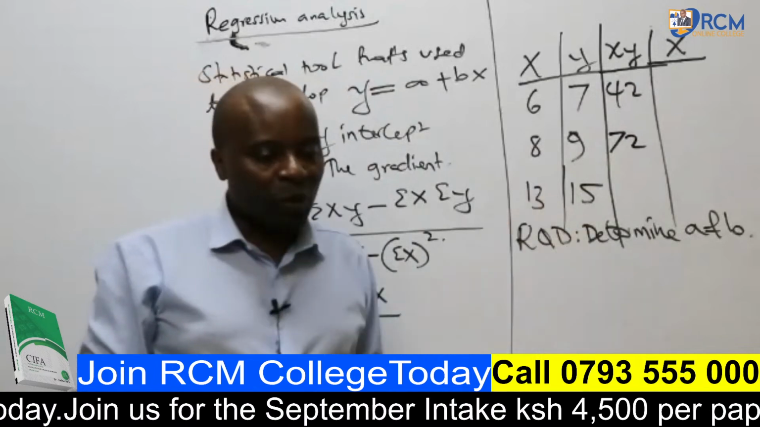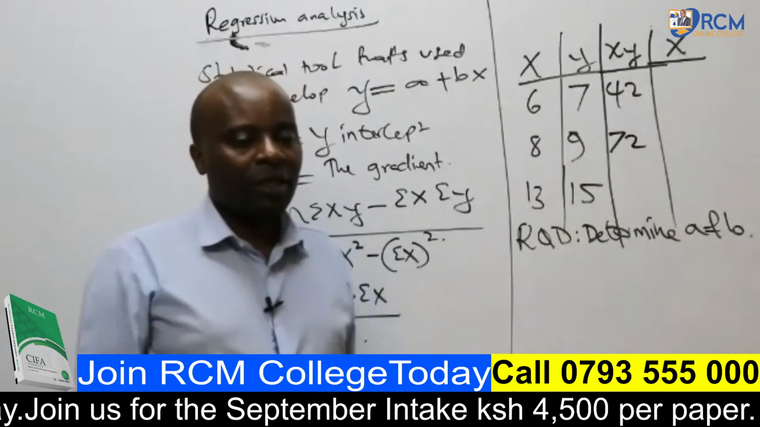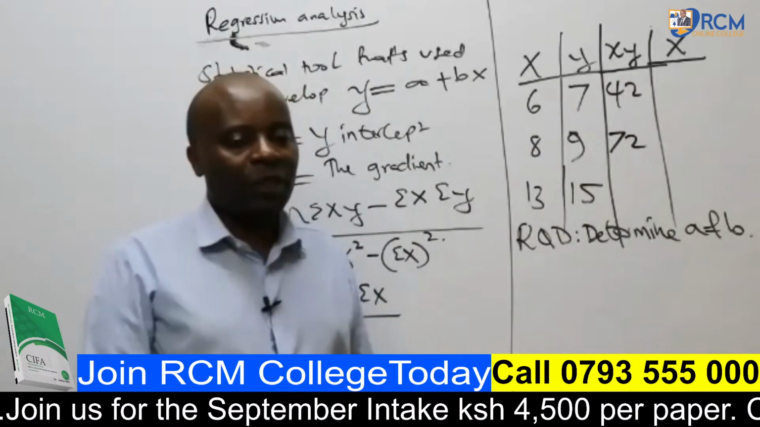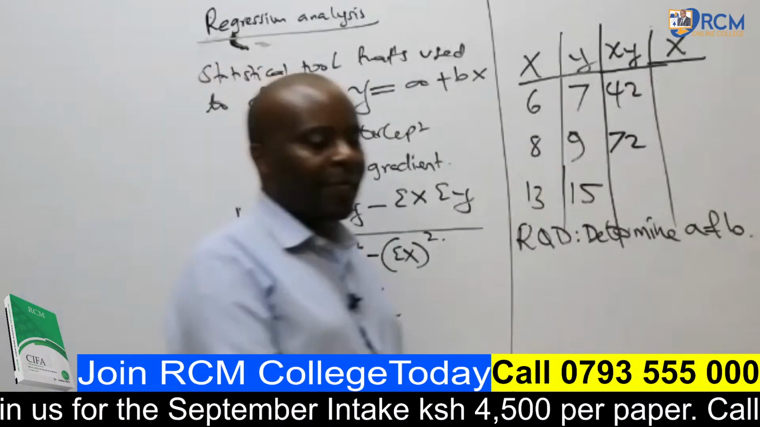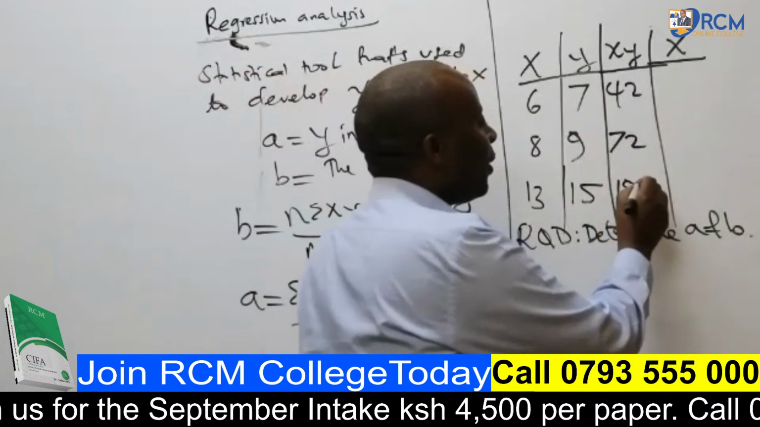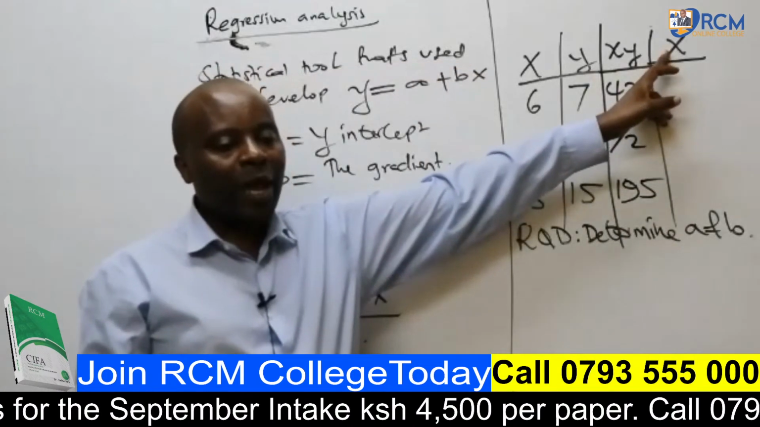13 times 15 gives me what figure? Brian says 195. Once I do this column, I know that the next column is all about squaring X.